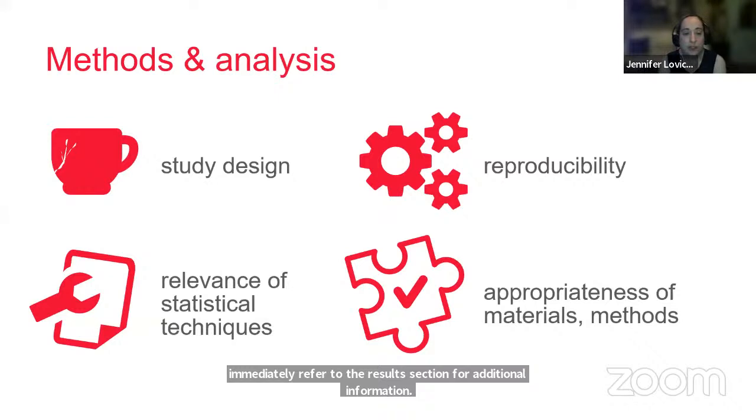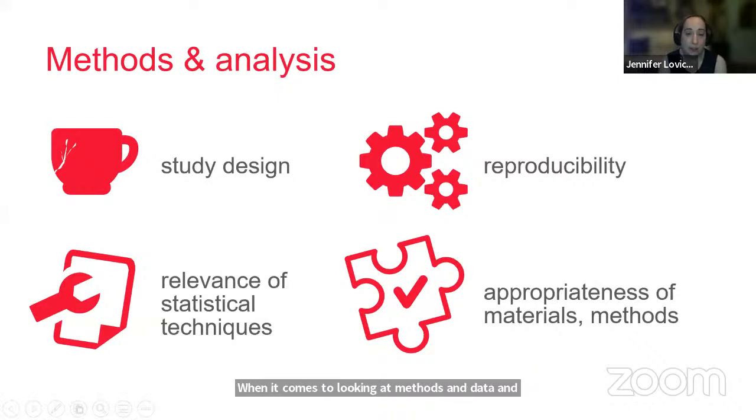When it comes to looking at methods and data analysis, there are a number of key items to focus on. The first is the study design. Make sure there are no concerns with the way in which the study was conducted. Is the study design common for the type of study conducted? Are the experiments and methodology used common for the field or novel to the field? If they are novel to the field, there may be a need for additional explanation as to why the methods chosen were used.